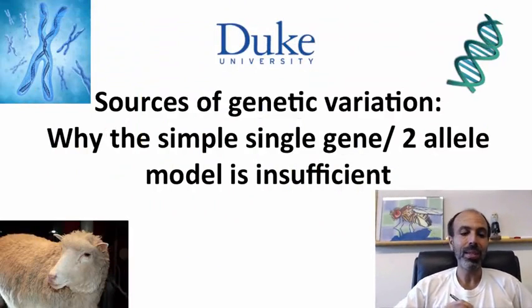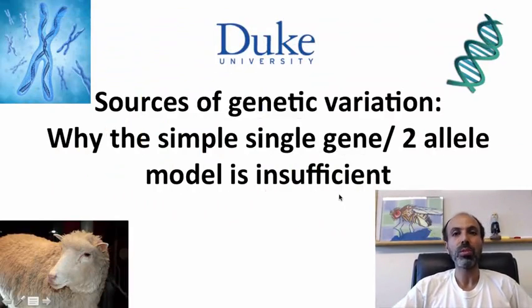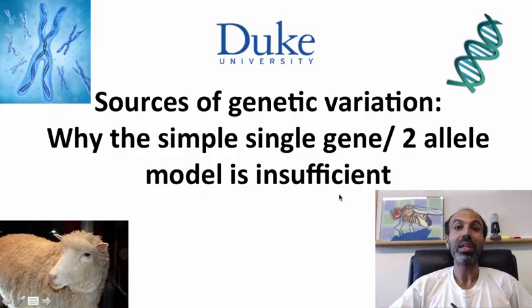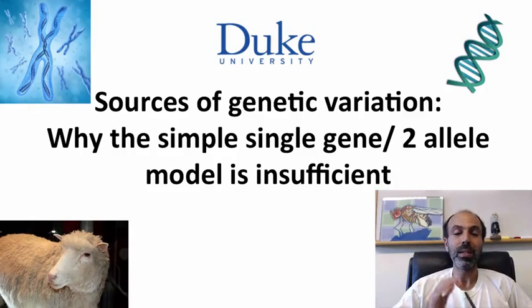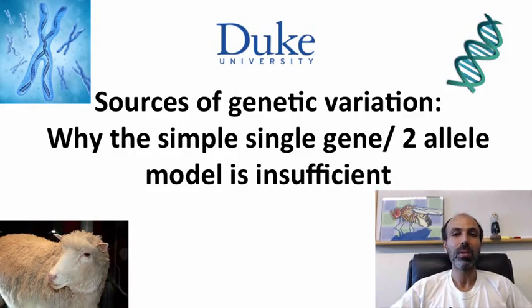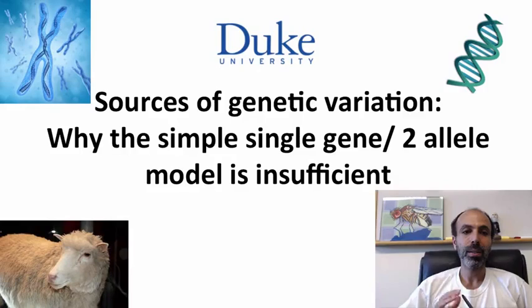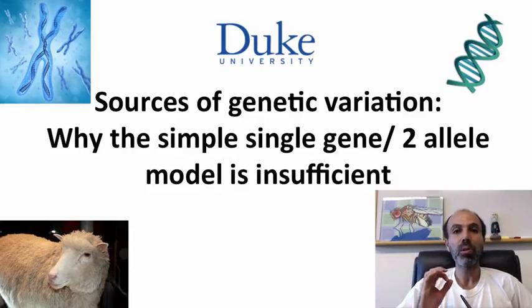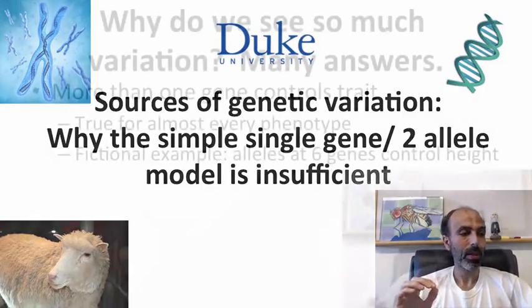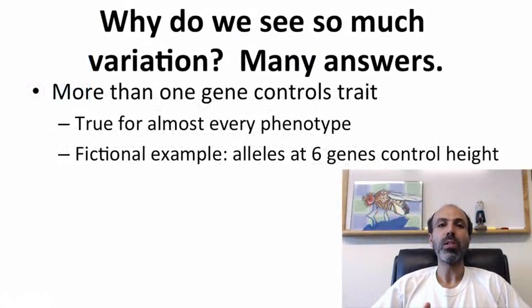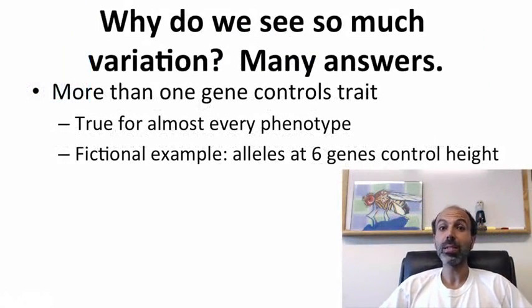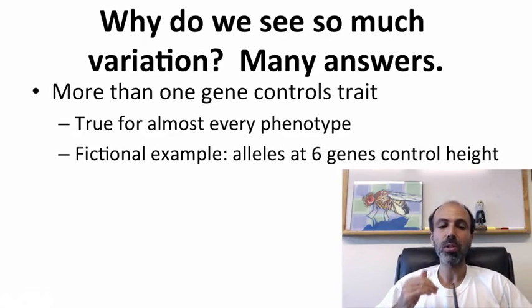Well, the answer is that the simple single gene, two allele model is actually not sufficient for explaining the variation that we see out there. In this lecture, we'll go over several reasons why that's the case. We'll focus on 5 particular things. But the big question I want you to think about to start with is why do we see so much variation in traits?